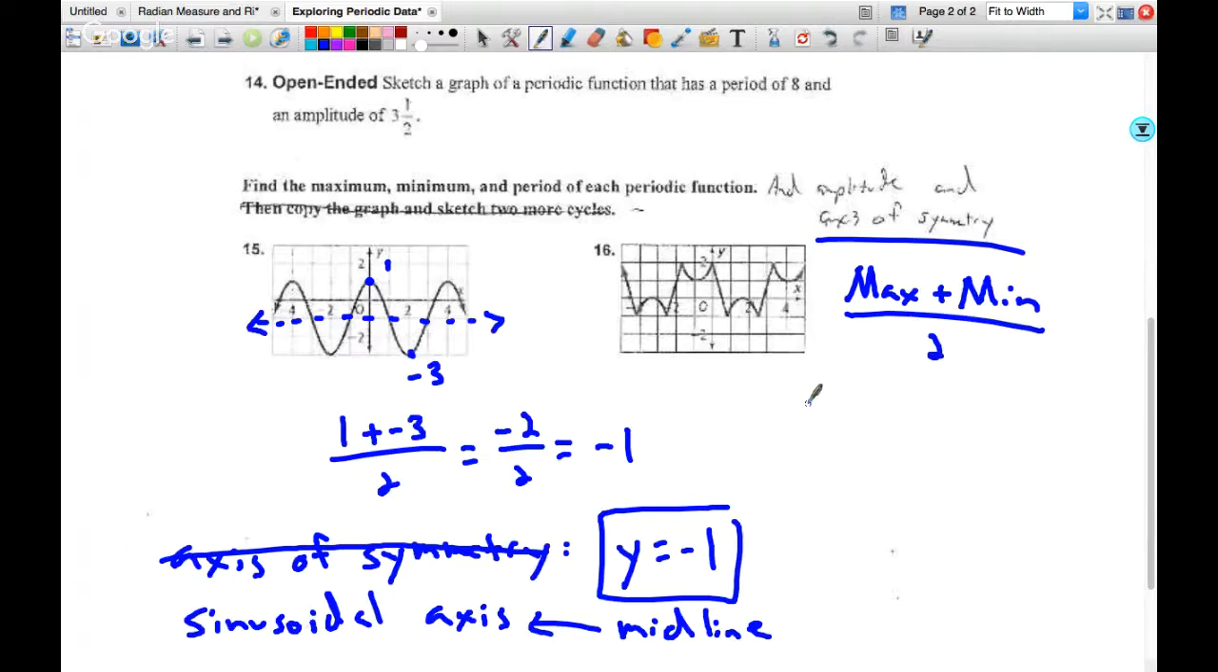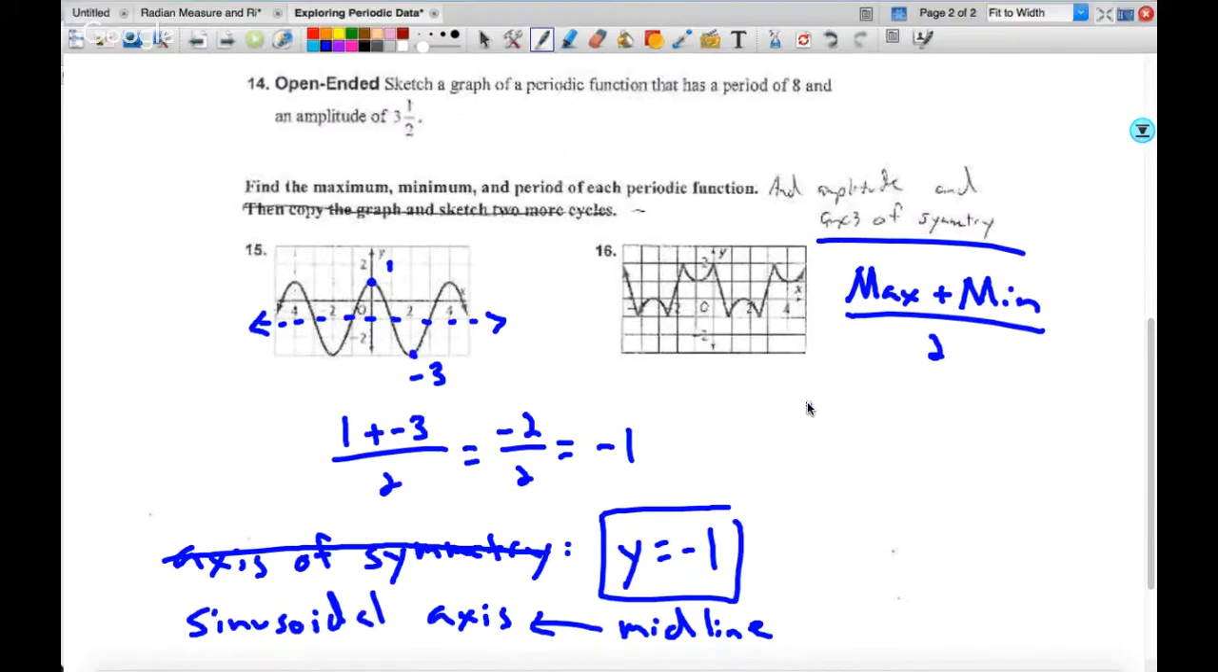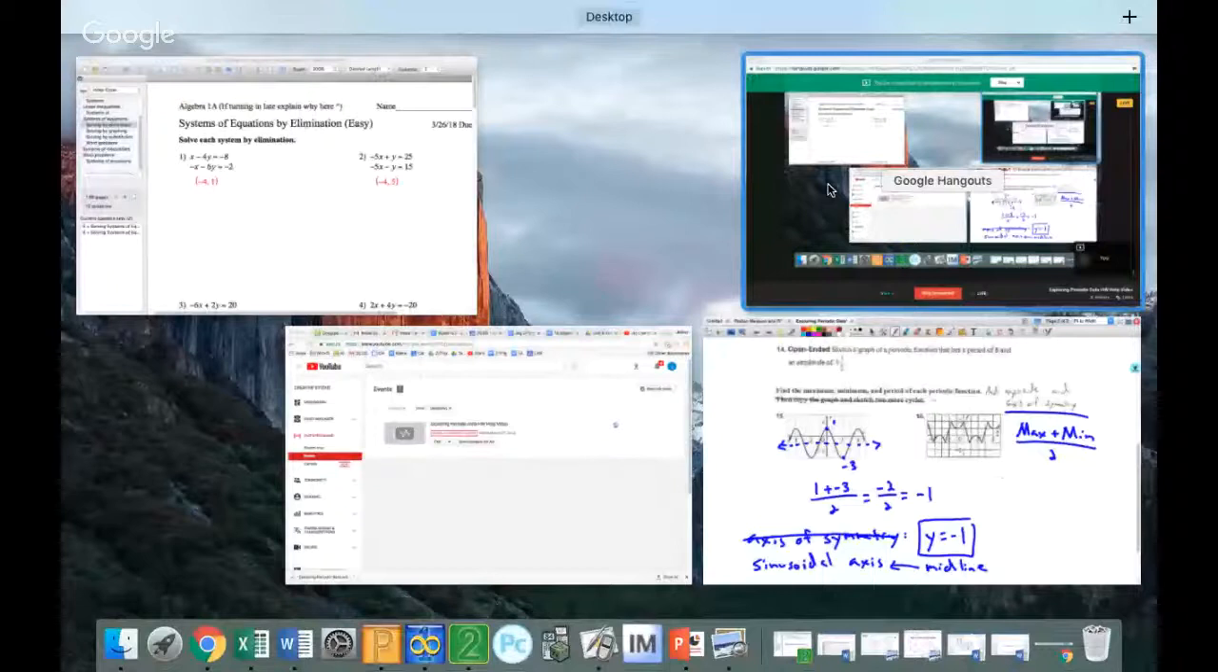All right, I think that's good for this homework. This was just sort of our introduction to periodic functions. So if you've got a good grasp of just what amplitude, period, midline, what those vocab words are, you're going to do well when we start graphing trig functions.